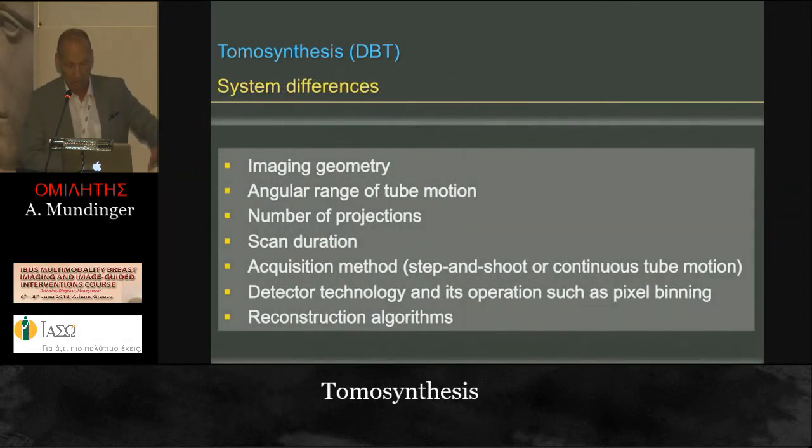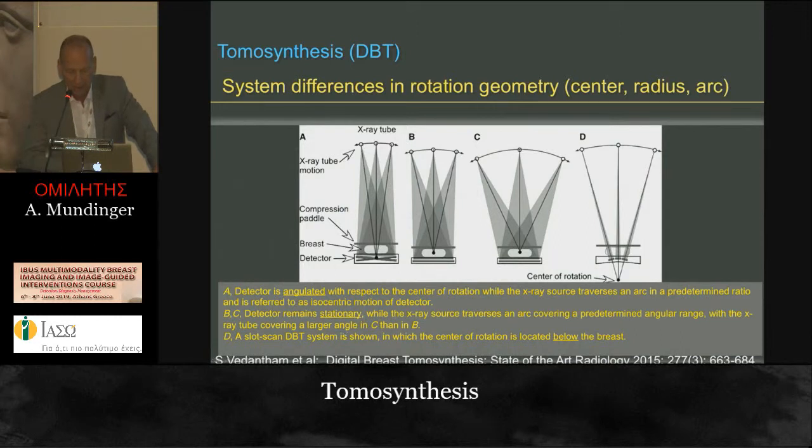Fine so far. There are a lot of system differences, and I will just very briefly cover them. It starts with imaging geometry, and it ends with the reconstruction algorithms. And this image is very good to explain that in some of the systems, the detector is directly angular to the direction of the X-ray coming from this tube.